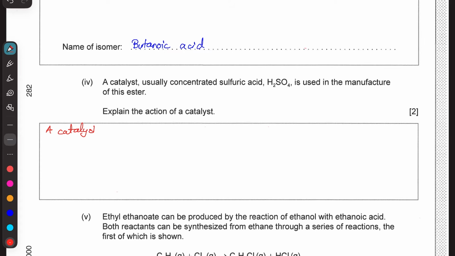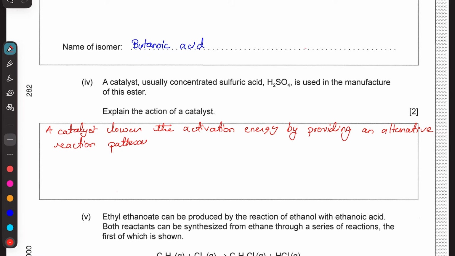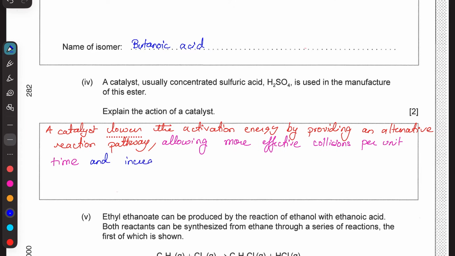So we can write it like this: the catalyst lowers the activation energy by providing an alternative reaction pathway, allowing more effective collisions per unit time and increasing the rate of the reaction without being consumed.